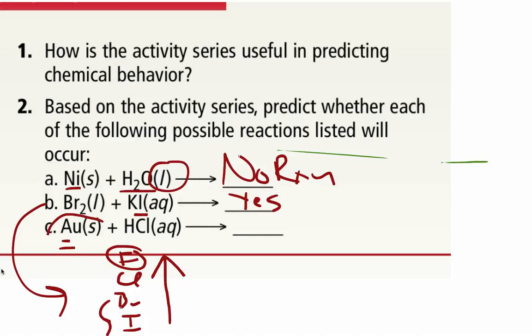Now, notice we have gold reacting with acid. Gold, it should be like an alarm going off. Gold is a precious metal. It is not going to be very reactive, not going to react with many things. Gold reacting with acids is not going to happen. It is going to be no reaction. Let's look at a few more from your book.